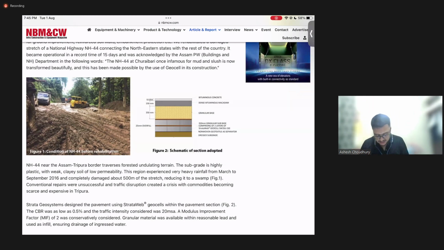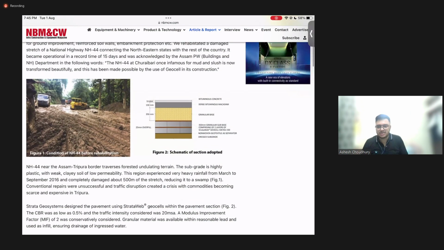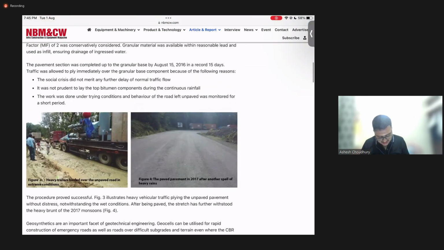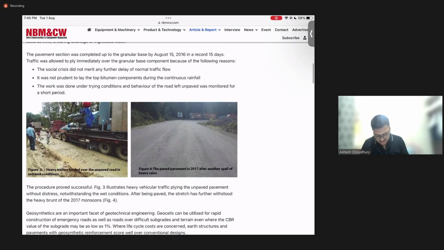So this figure one was the initial condition of the road. And after this construction, after 2017, even after heavy rains, you can see the road is intact. Initially, just after heavy rain, the condition used to be horrible.